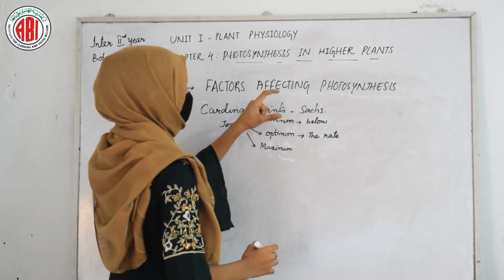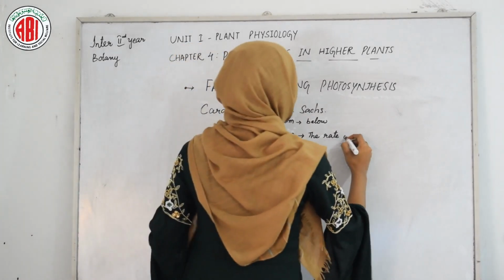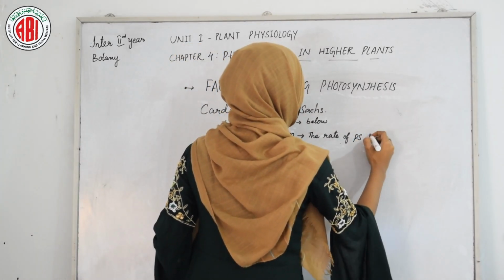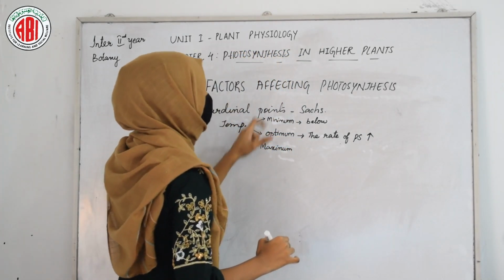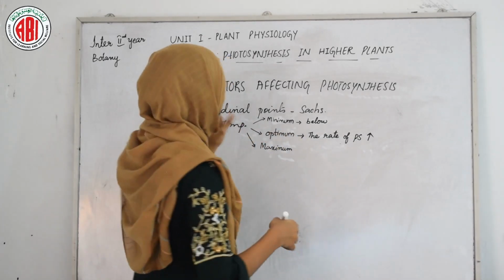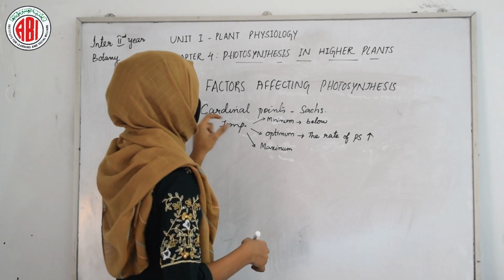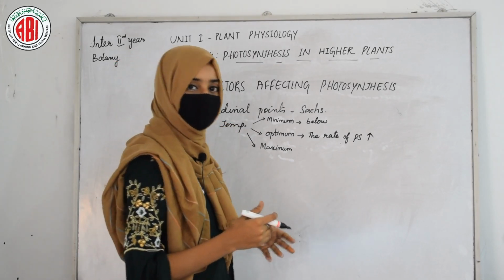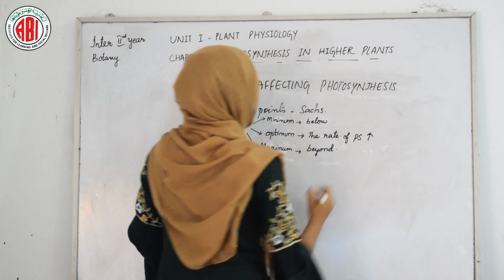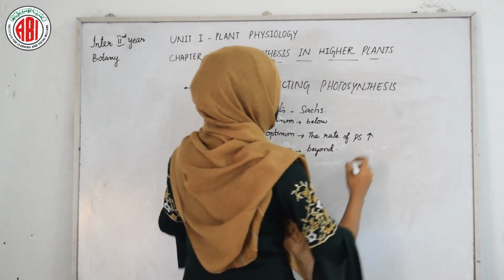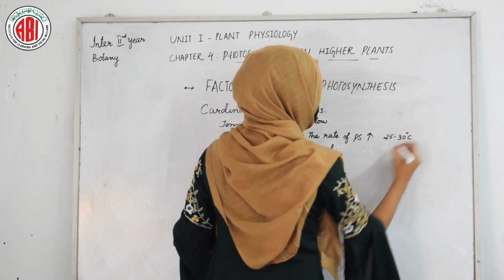Here the process we are talking about is photosynthesis. So at optimum temperature, the rate of photosynthesis will be high. This is the cardinal point at which the rate of the process will be high. The next one is the maximum point, and at the maximum temperature or beyond it, the rate of photosynthesis will get affected. For example, photosynthesis is a process which requires 25 to 30 degrees Celsius.